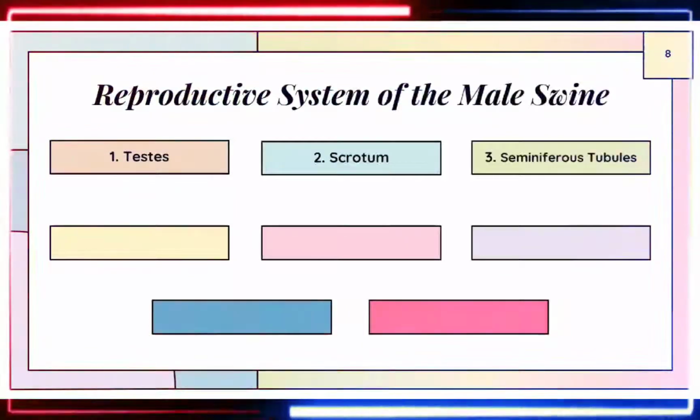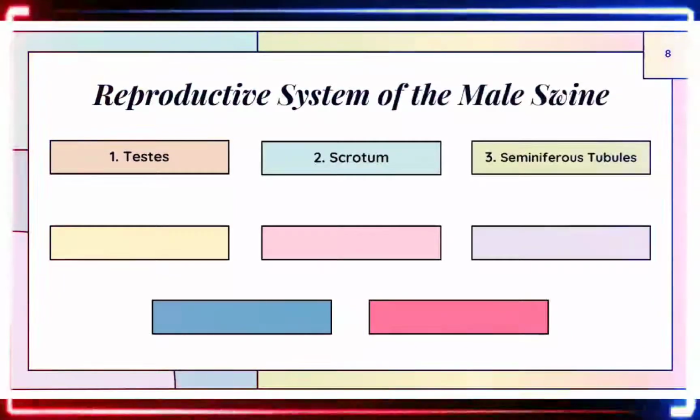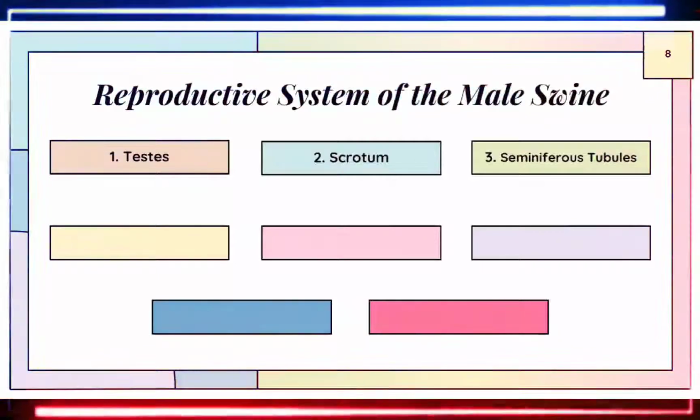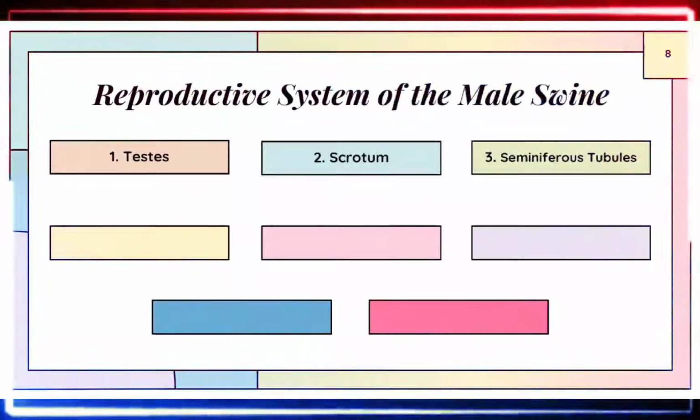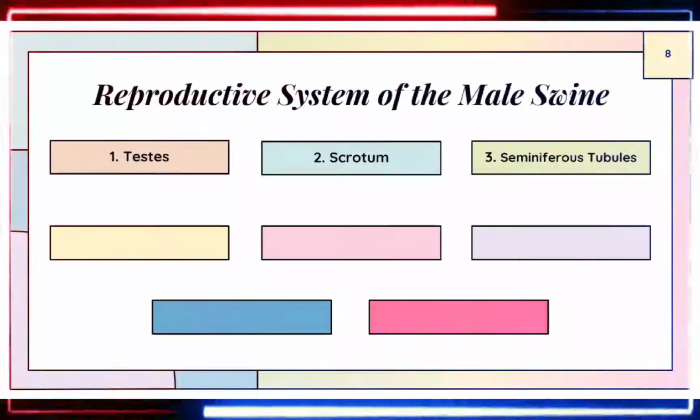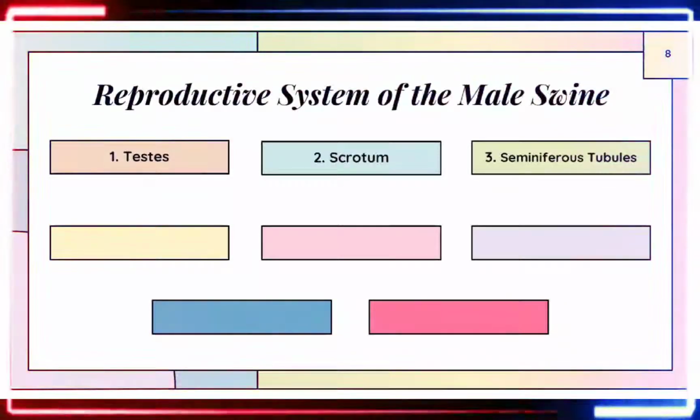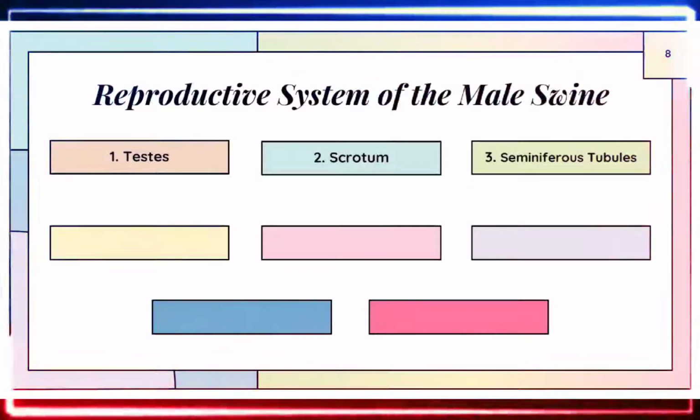Seminiferous tubules. Seminiferous tubules are located inside the testes and are responsible for spermatozoa production. On the other hand, the hormone testosterone is produced in the Leydig cells, which are also located inside the testes.